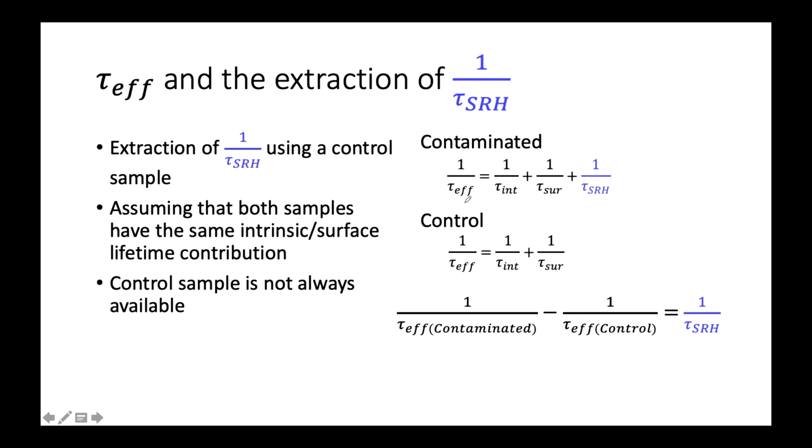By doing so, our main assumption is that the contaminated sample, the one with defects, and the control have the same intrinsic and surface contribution. The problem with this method is that a control sample is not always available, and also that sometimes the defect could interact with the surface, making our main assumption invalid.